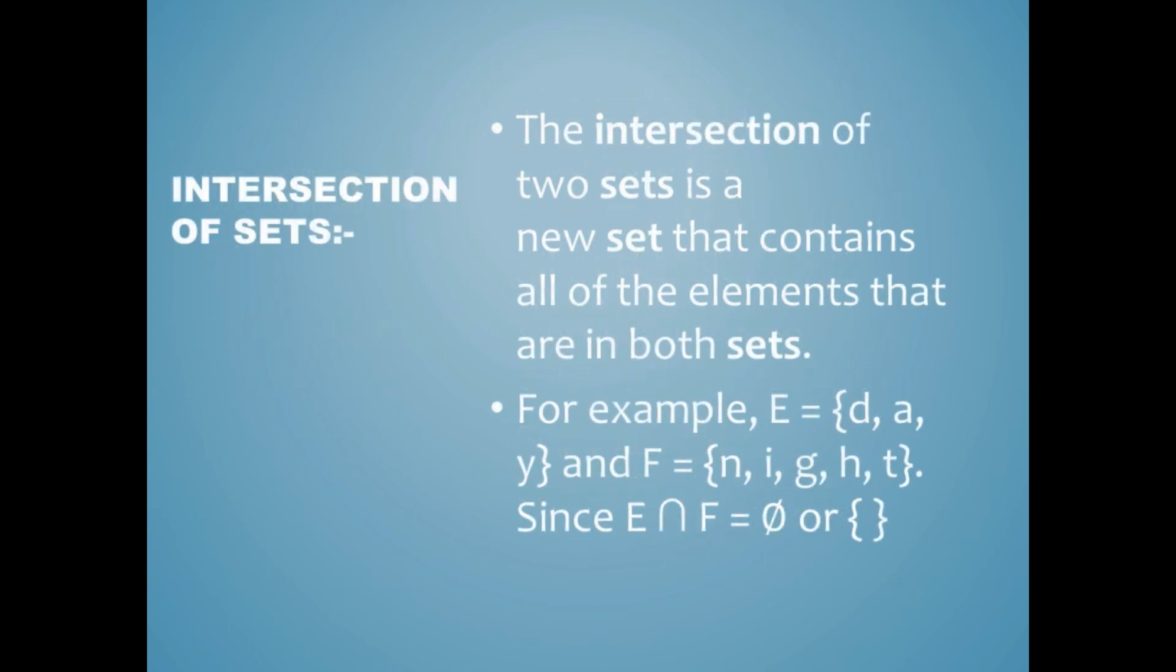Intersection of sets. The intersection of two sets is a new set that contains all of the elements that are in both sets. For example, E is equal to the set {DAY} and F is equal to {NIGHT}. We don't have any common element between E and F. That's why E intersection F is equal to the null set or empty set.